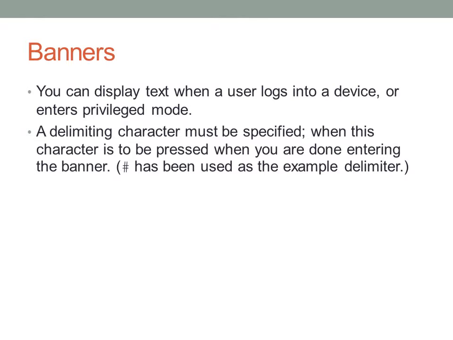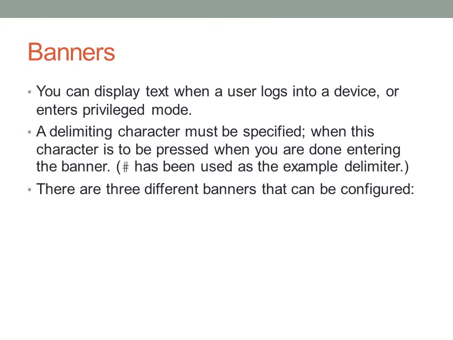Normally, these banners use what's known as a delimiting character. Basically, what happens is the command will read up until it sees that delimiting character. As soon as it sees the delimiting character, it stops reading. Now, I've decided to use hash, or pound, or octothorpe, or whatever you want to call it, as the delimiter for this particular example. So let's look at some examples here.